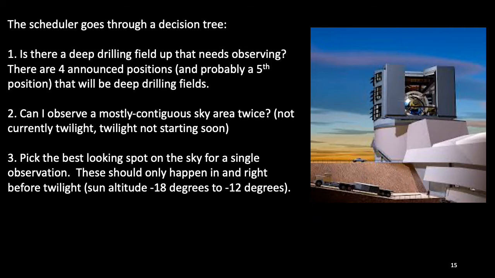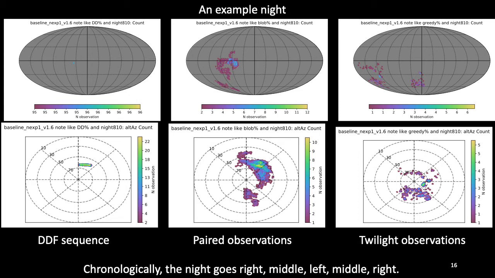So what that looks like here is an example night. On this particular night, all three of those tiers executed at some point. The upper plots show the number of observations in RA-Dec space. The bottom plots show it in Alt-Az space, where the center of those plots is at zenith. So during this night, you can see on the left a deep drilling sequence executed. That was 96 observations on a single deep drilling field. And so it's one spot in RA-Dec, and it tracks in Alt-Az space to make that streak.